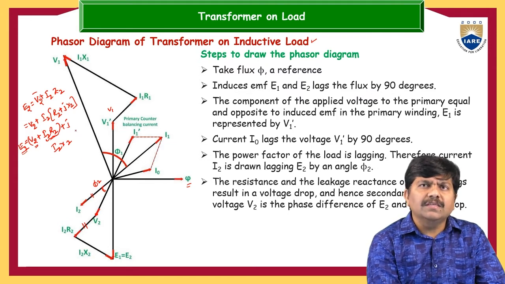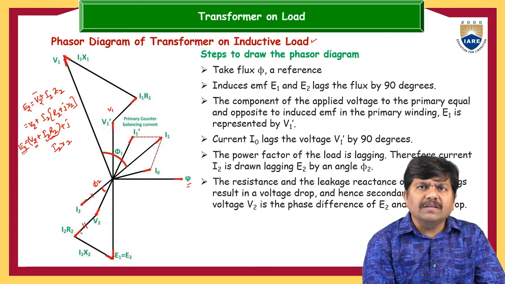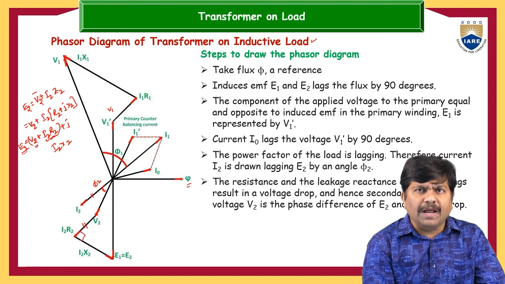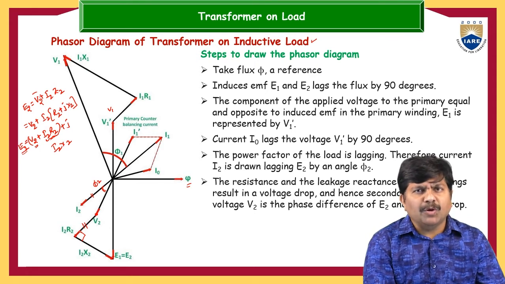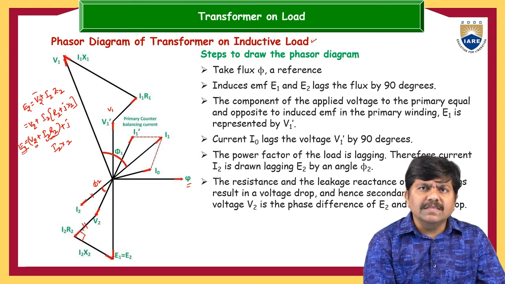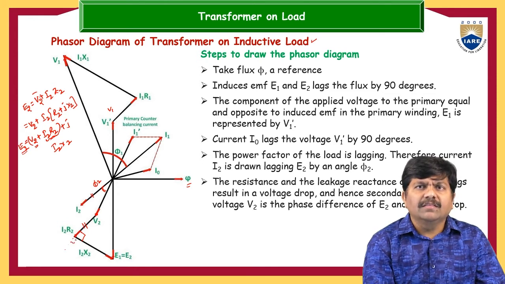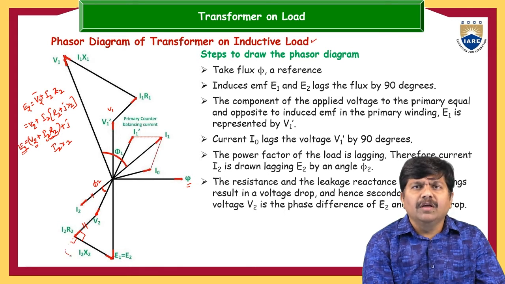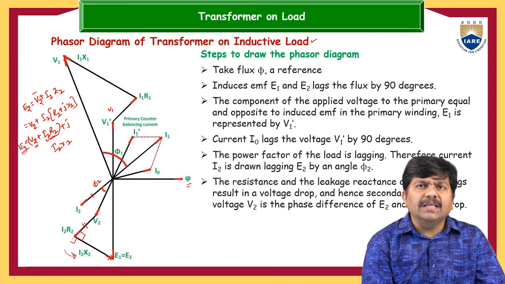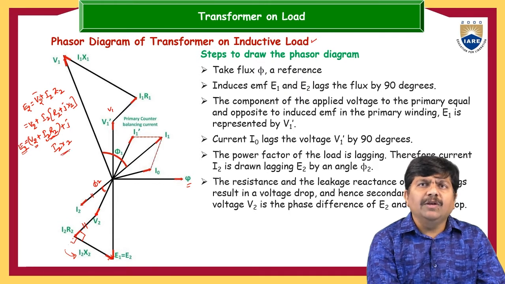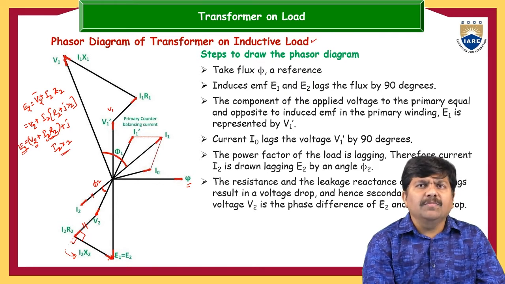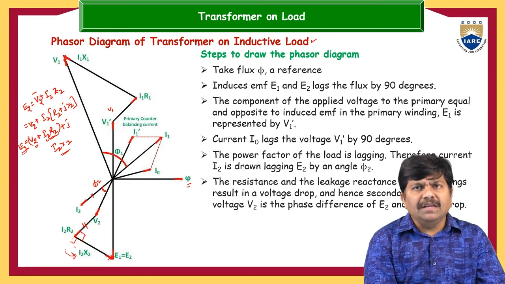Then after that, for this we add j times I2X2. The j operator means that once it is applied, the resultant vector is rotated by 90 degrees, otherwise it would continue straight. It is revolved by 90 degrees in the anti-clockwise direction. That is why this becomes I2X2. The length of this vector is I2X2, and its angle is 90 degrees anti-clockwise.